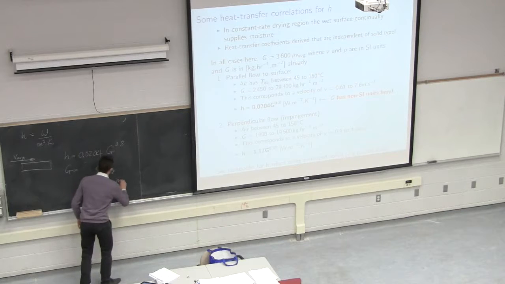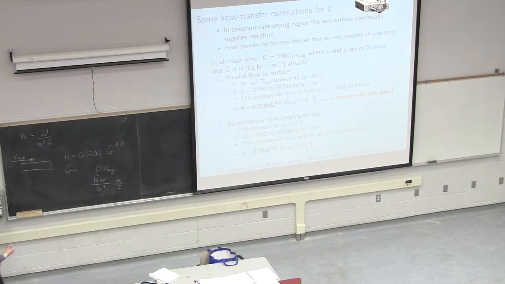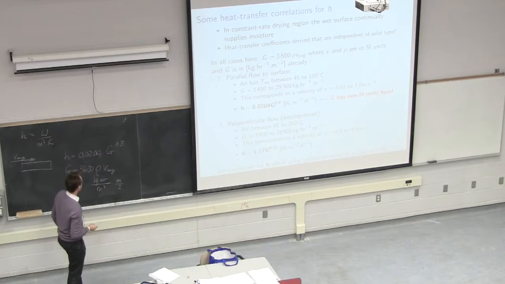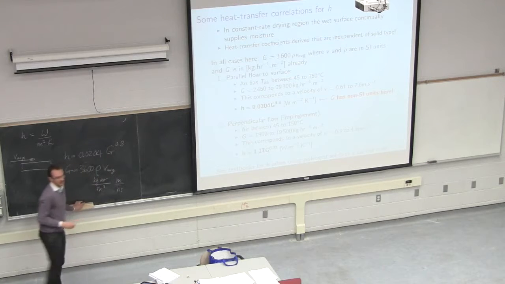And the average velocity is meters per second. Okay, and then there's that 3,600 factor up at the front to make sure you get your G in the units required. So they want units of per hour. Okay, so that's all that G is.